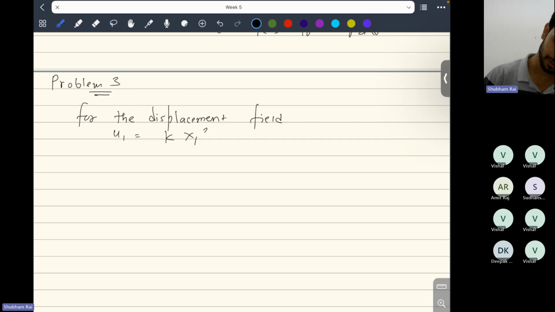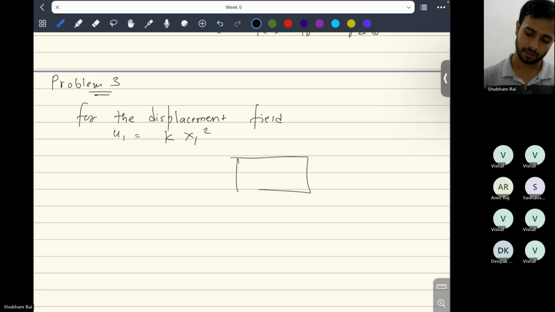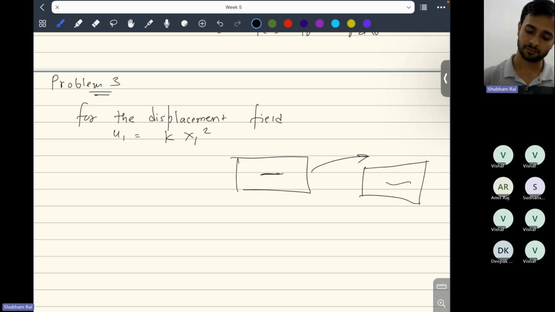I know it's all going mathematical, but there is a very physical significance behind it. When I say u1 is k times x1 square, let's say you have a body in the reference configuration, and there is a line element here in the x1 direction. After some deformation, the line element will be something like this. It is facing elongation in the x direction. What kind of elongation will it face? It will face quadratic elongation, because here the displacement is quadratic.